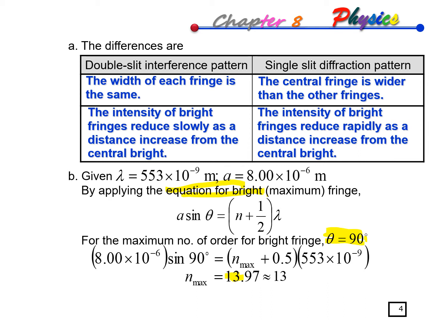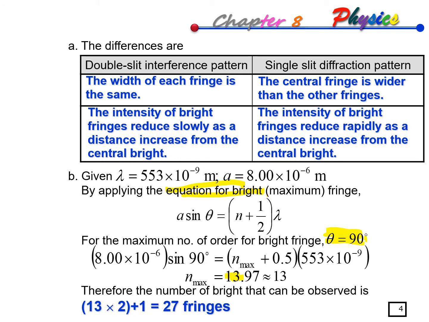So the total order will become, same as the previous one, we multiply by 2, which gives 26, and we have plus 1 over here. This plus 1 refers to the central bright, because whenever we do the calculation, we take the central bright as a reference, and the reference we don't include in the calculation. So in total we will end up with 27 fringes.